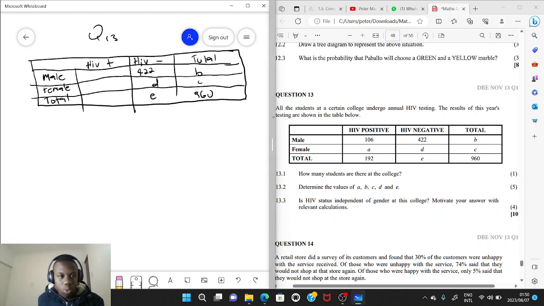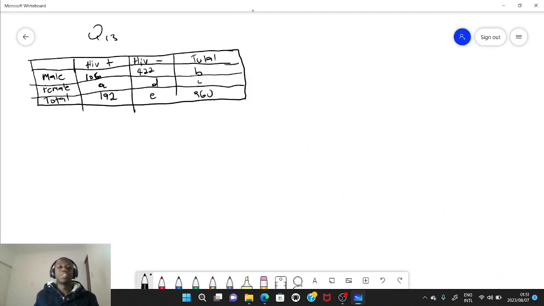And then we have 106. Here's 106, and then here we have A, and we have 192, right? Are we done? Okay, now we can have a full page. Now the first question, which is 13.1, we are required to determine the values of A, B, C, D, and E, right? Now the first thing that we do, we follow the same procedure, right?